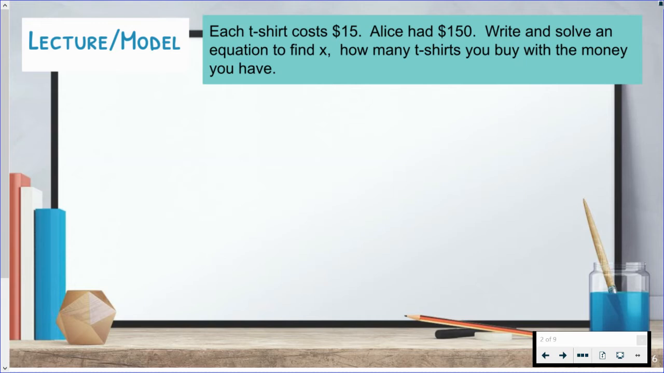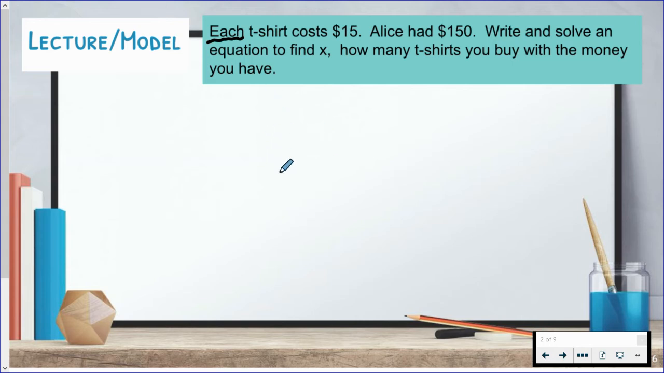So let's look at this situation here. Each t-shirt costs $15 and Alice had $150. Write and solve an equation to find X, how many t-shirts you can buy with the money that you have. So when I'm looking here, I see this word each, which is going to mean that I'm multiplying two things together, as we remember from our writing expressions unit.